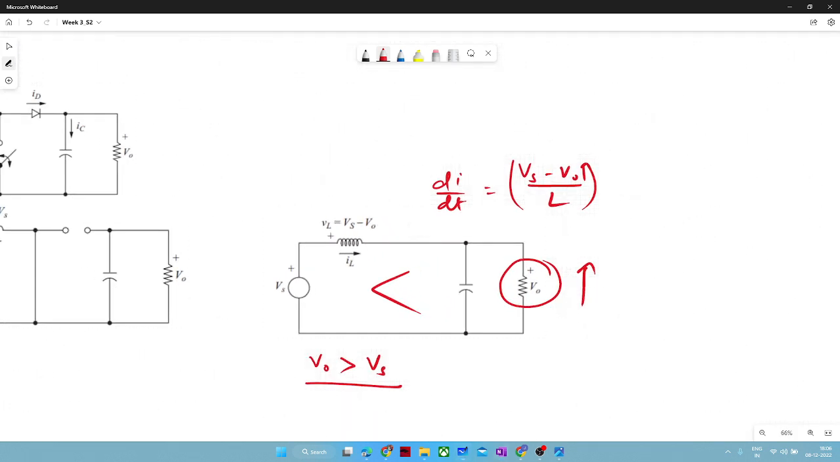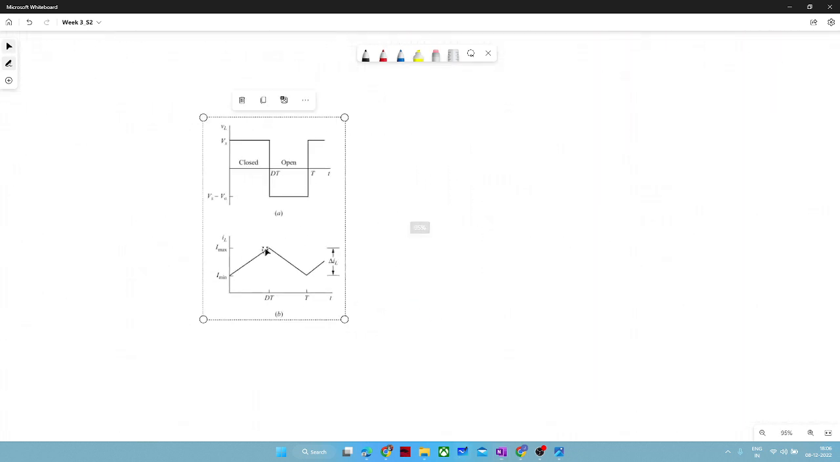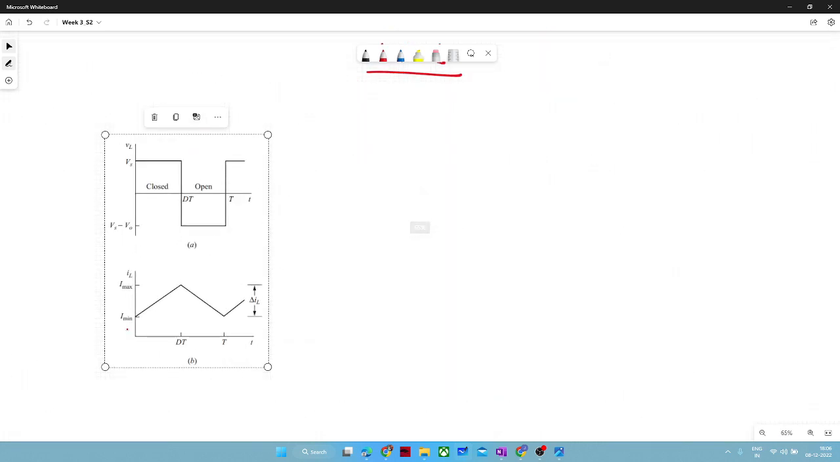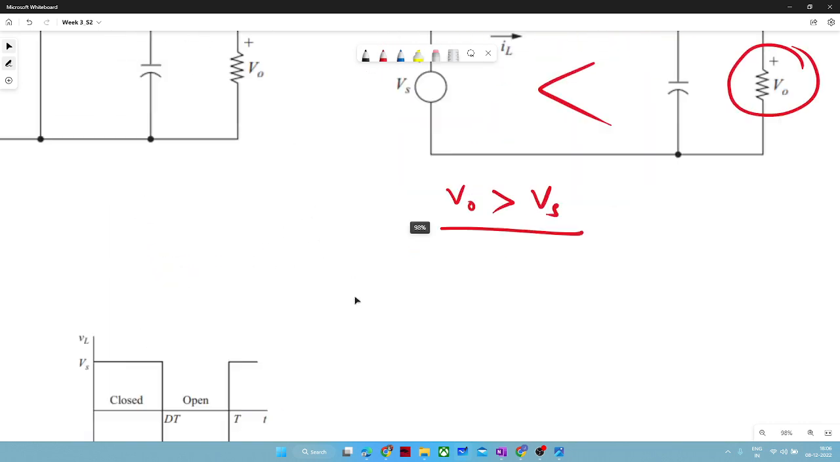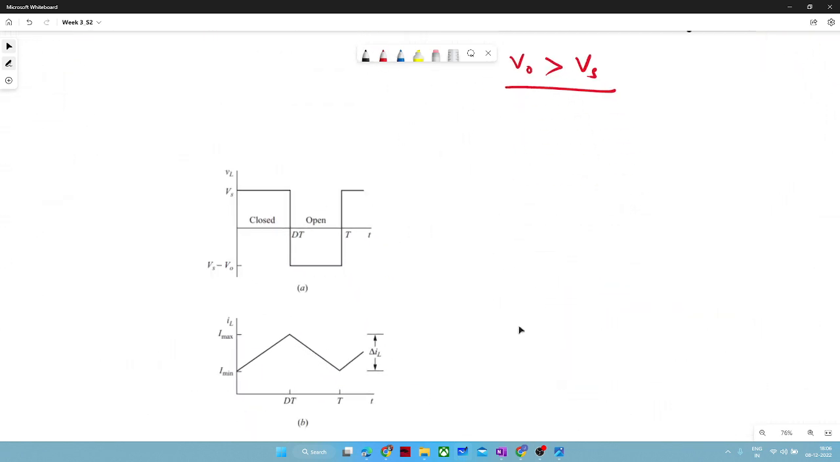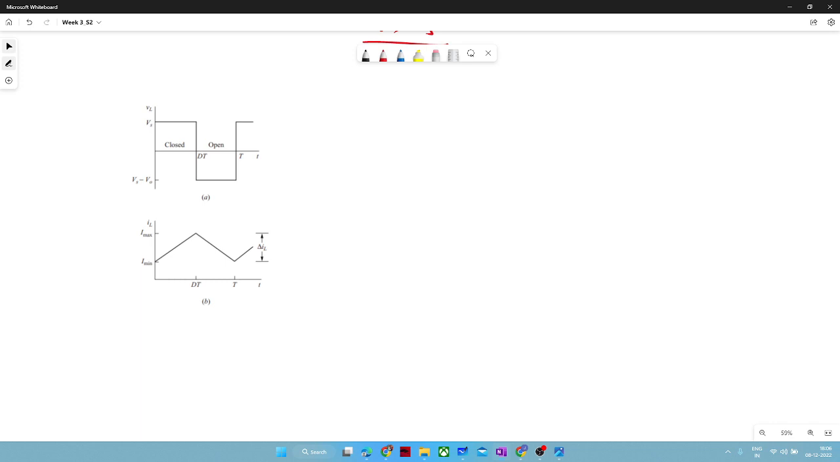Now we will see some waveforms as well for continuous mode. During the conduction of the switch, whatever value appears across the inductor will be Vs. So VL is equal to Vs when this switch is connected, and VL will be Vs minus V naught when the switch is off. Hence this inductor will get charged and discharged. You must be familiar with this, I guess.